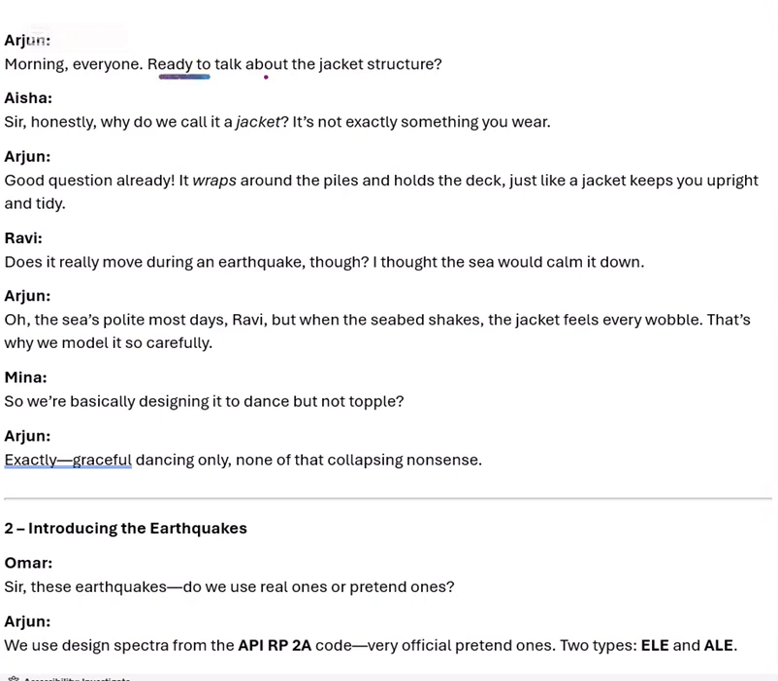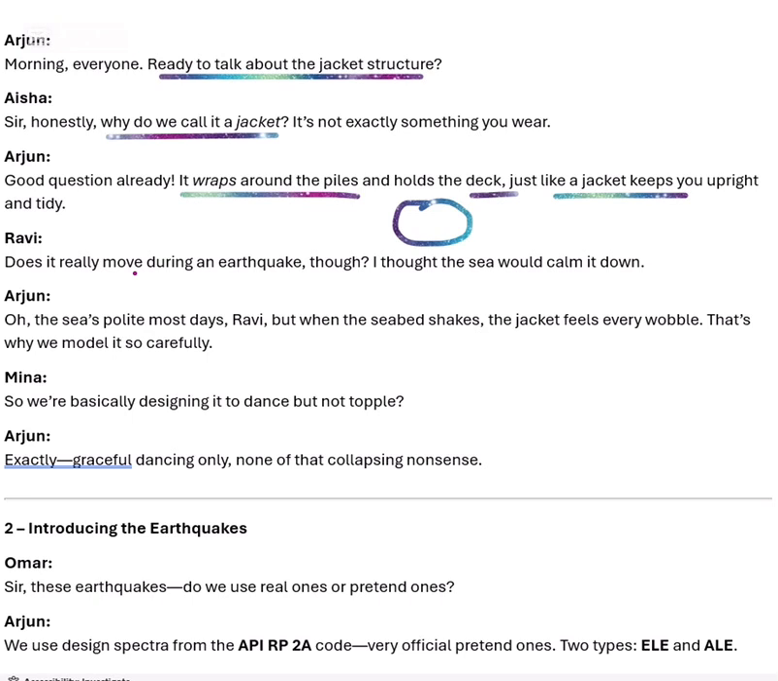Morning everyone, ready to talk about the jacket structure? Honestly, why do we call it a jacket? It's not exactly something you wear. Good question already. It wraps around the piles and holds the deck, just like a jacket keeps you upright and tidy.